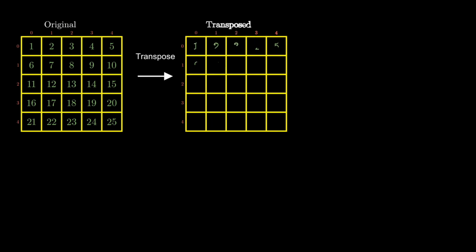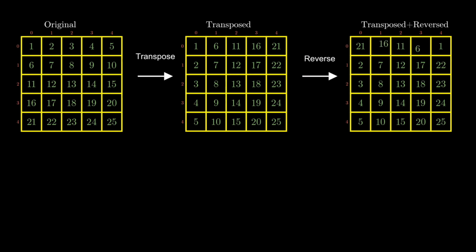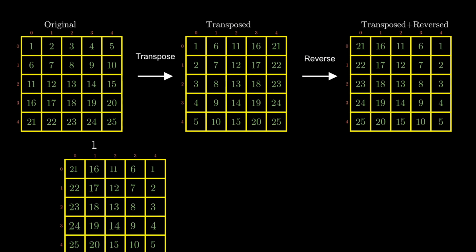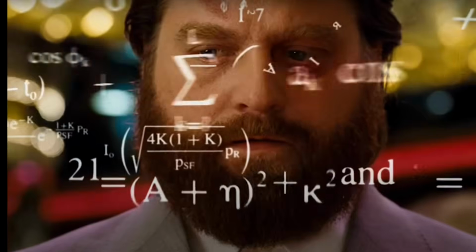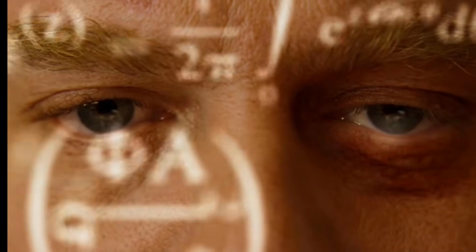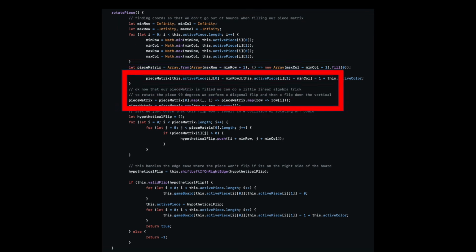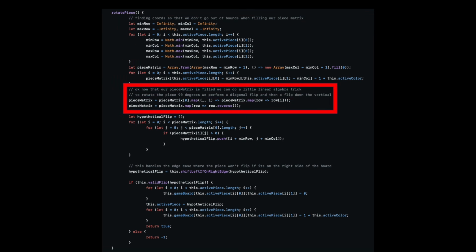From there, I used a classic trick, transpose the matrix, then reverse each row. Boom, 90-degree rotation. 2 lines of code, and suddenly I'm a mathematician. This is the kind of move that makes you feel like you understand linear algebra, even though you once cried over a Khan Academy matrix video.